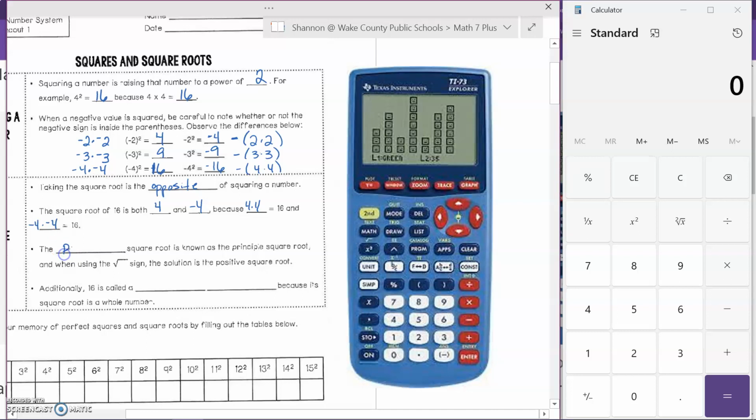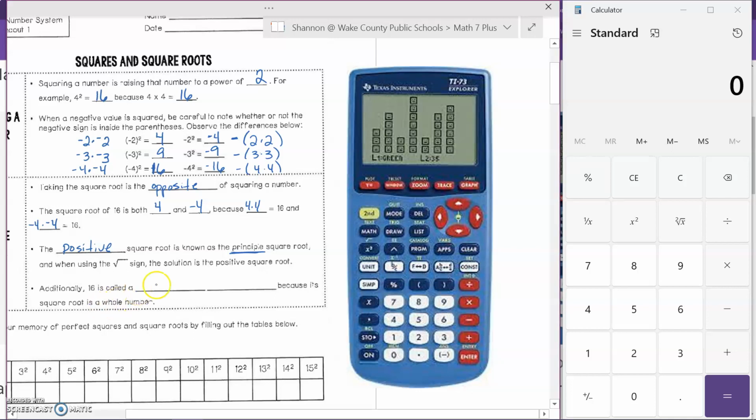The positive square root is called the principal square root. That's the one we mostly use. And when using the square root sign, the solution is the positive square root. So 99% of the time, we're going to be doing the positive square root.